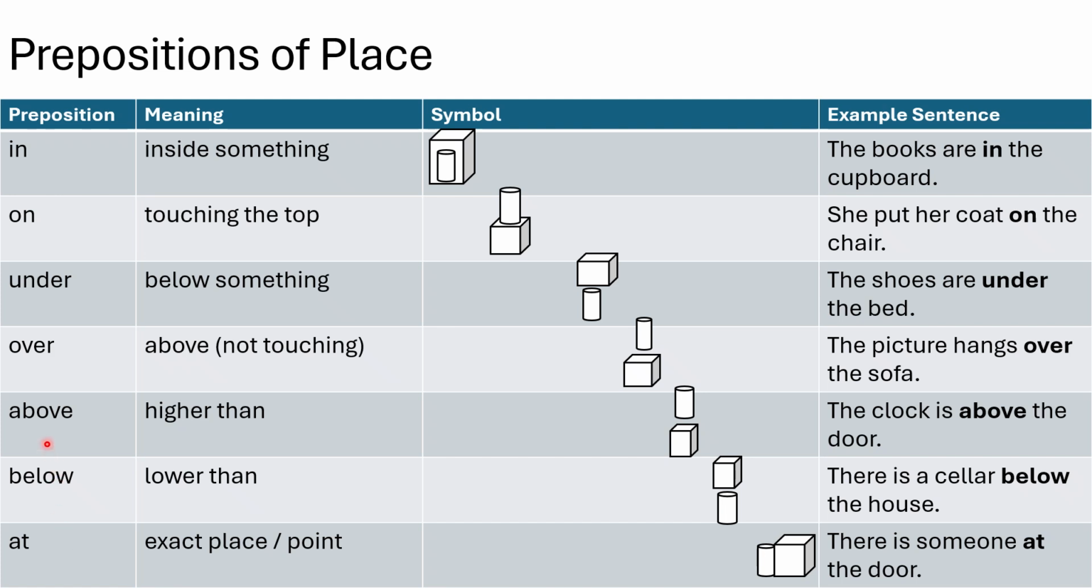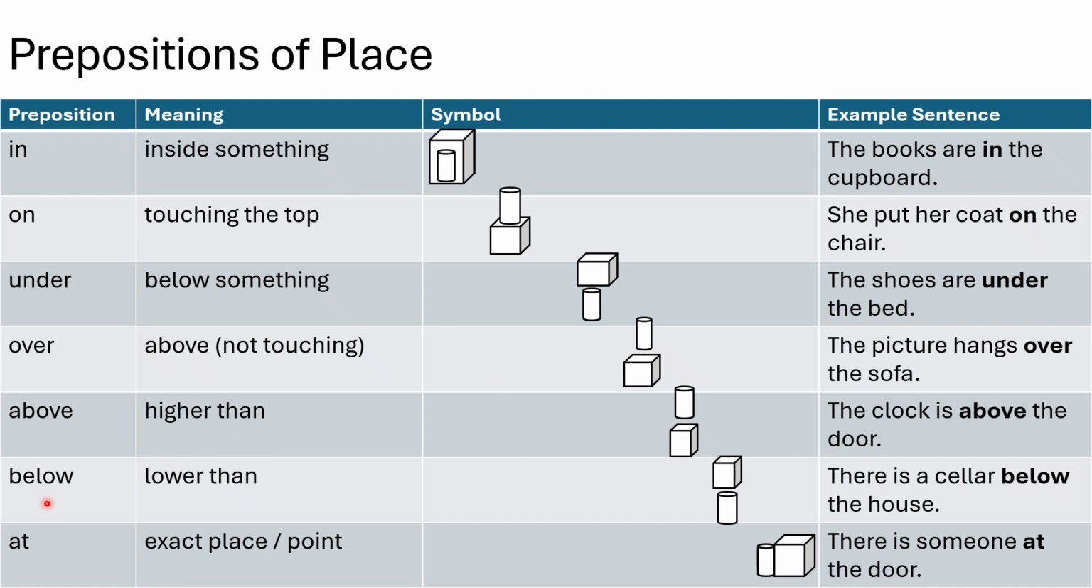The preposition above means higher than. This symbol illustrates the cylinder above the box. Listen to the example sentence. The clock is above the door.